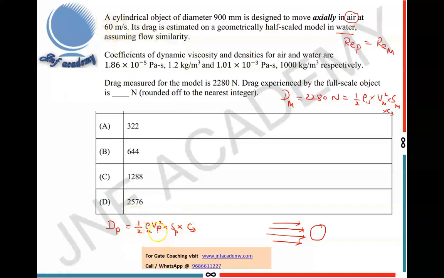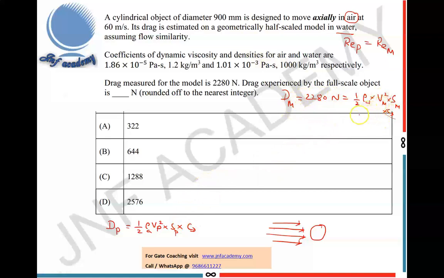So Vp we know, 60, which is given in the question. SP we know because 900 mm is given in the question. SM also we know, the wetted surface of the model, because it is geometrically scaled. Through that we can calculate. The only thing which is unknown to calculate CD of the model, which is the same as the CD of the prototype, is nothing but velocity.